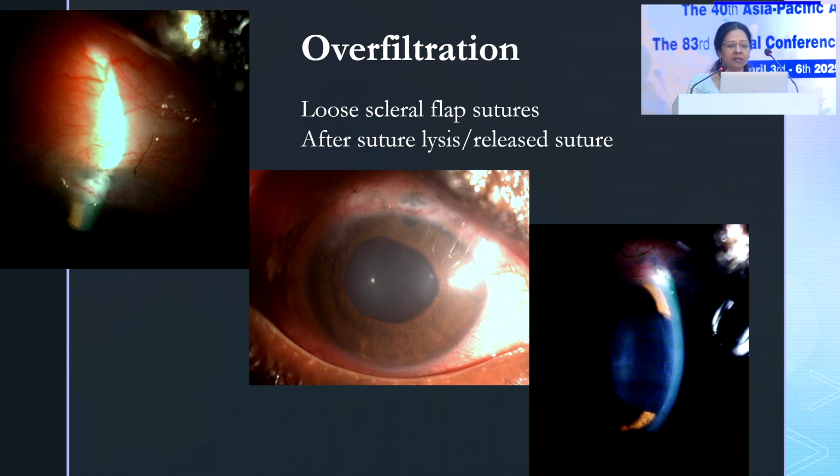The other reason is when the pressures are slowly building up, when they are 21, 22, then you think you can do a suture lysis, or if a releasable suture was put, then you would want to remove the suture. If you do it too early, on the second or the third day, or sometimes it can even occur after a week too, what happens once you release the suture or you do the suture lysis, the pressures become very low and the bleb starts overfiltering, and the chamber also becomes shallow.